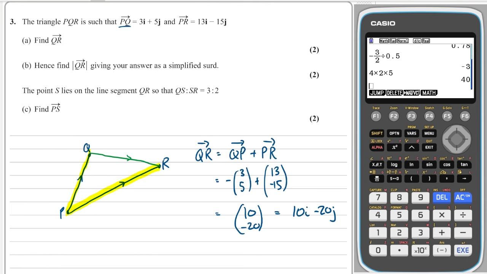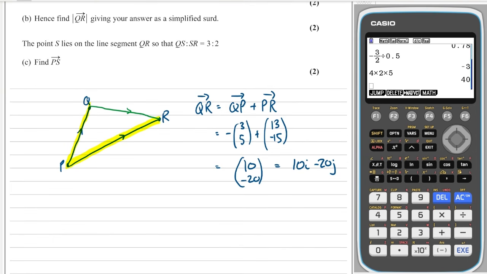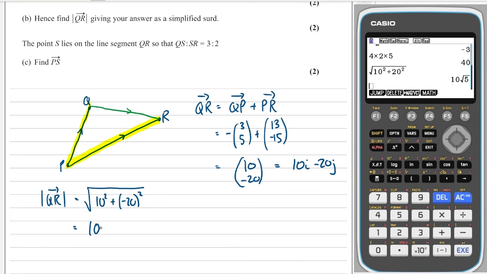Okay, and next it says find the modulus of that vector. Well, the modulus we find by doing Pythagoras' theorem on the components. So that's going to be 10 squared plus minus 20 squared, all square rooted, which I'll just put into the calculator to avoid any errors. So 10 squared plus negative 20 squared is the same as 20 squared, and that is 10 root 5.